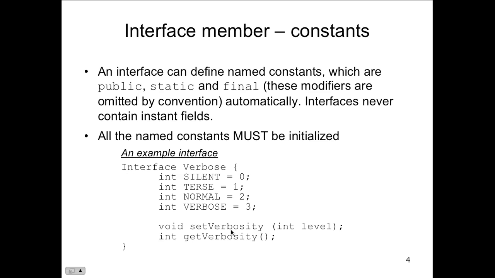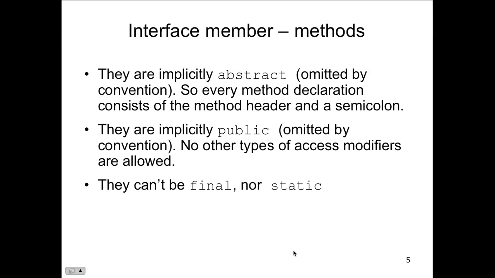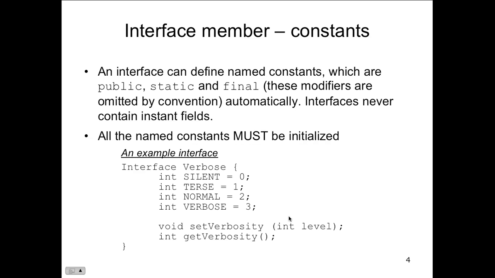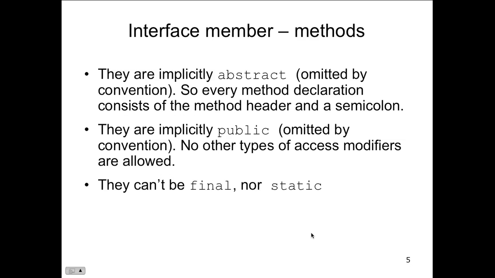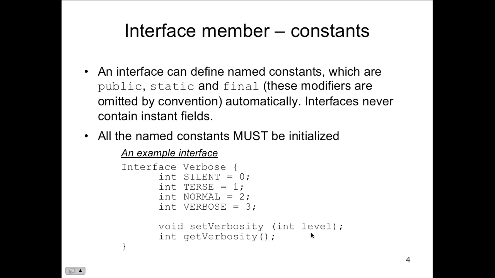And these are function prototypes. These are methods. Method prototypes, not implemented, just like your abstract methods that we looked at. So the methods, they're implicitly abstract. We don't have to put the word abstract there. They are omitted by convention. So every method declaration consists of a method header and a semicolon. And what do we have here? This is the method header. Semicolon at the end.